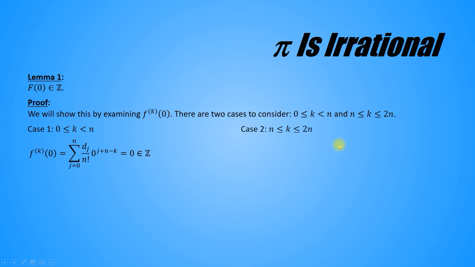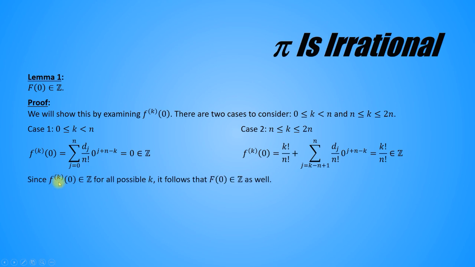And case 2 is where k is between n and 2n. And I'm going to plug 0 into our expression for the derivative on the previous slide. Every term in this sum has an x. So this whole thing is 0. And so f^(k) of 0 in this case is equal to the constant term k factorial over n factorial. And when k is bigger than n, or at least equal to n, this is always an integer. Now, since the kth derivative at 0 is an integer for all possible k, it follows that capital F of 0 is an integer as well, because capital F of 0 is just a linear combination of these kth derivatives.